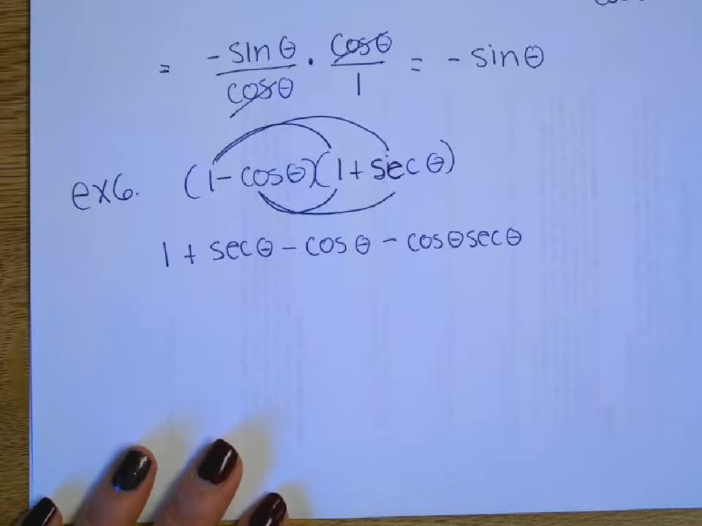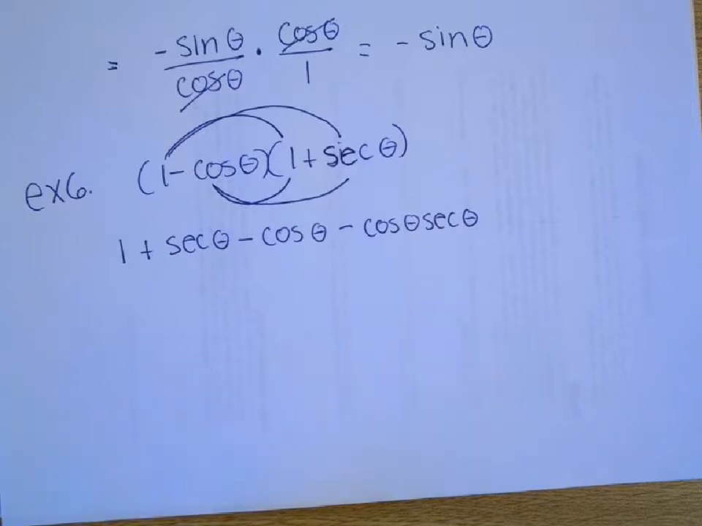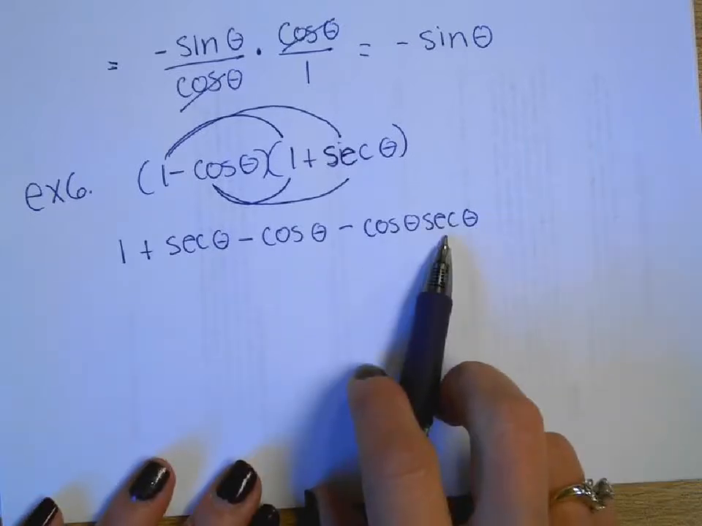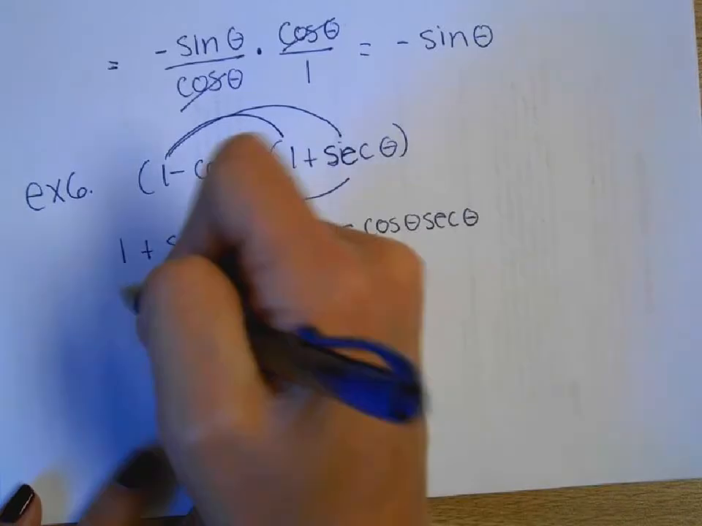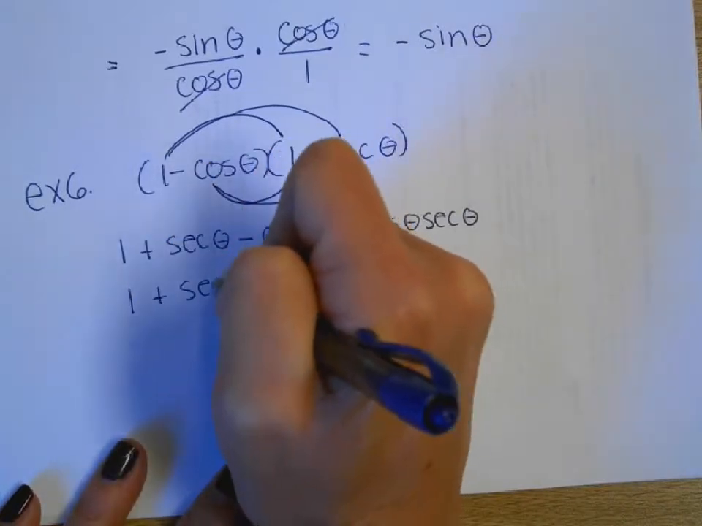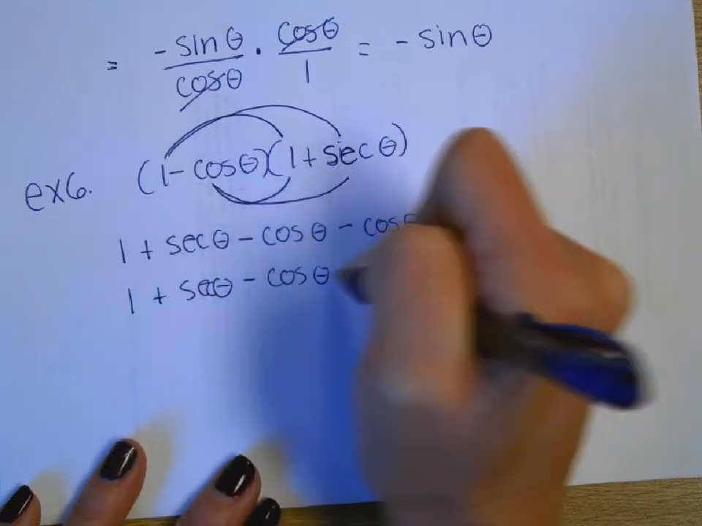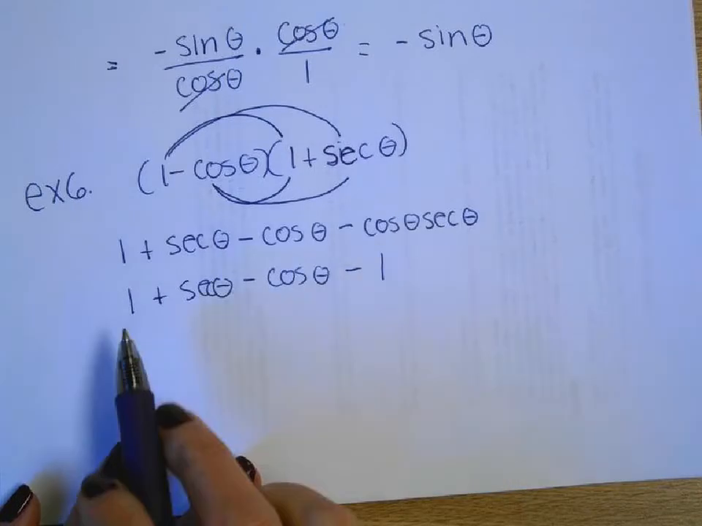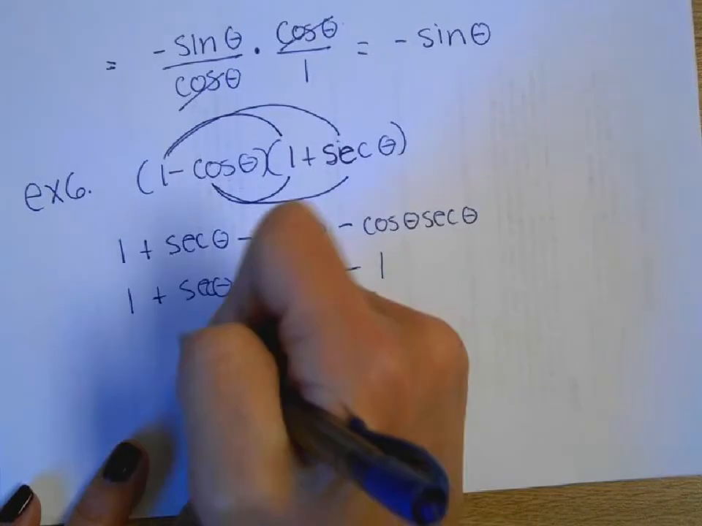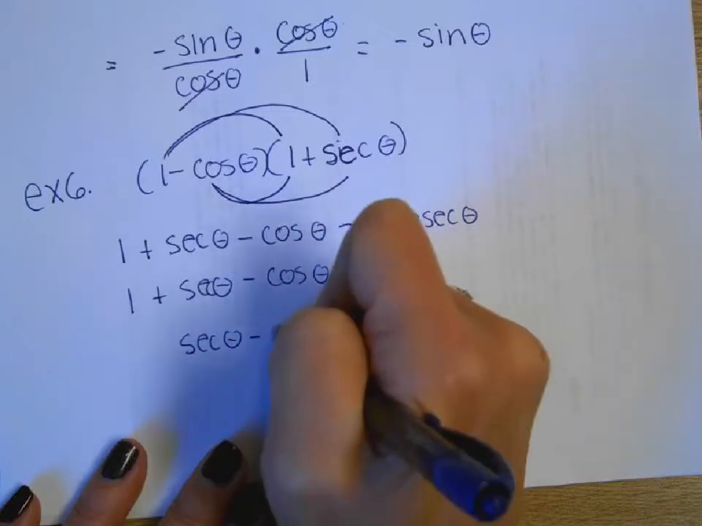All right, here we go. Is there anything I can simplify in that line? Well, what is cosine times secant? That equals 1. So can we just get rid of the 1 in the beginning, since that's the first one? Yep, so I got a 1 and a minus 1. I'm left with secant minus cosine.